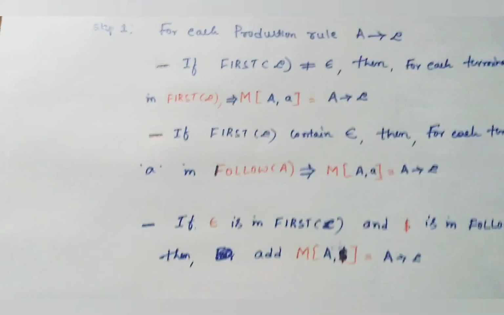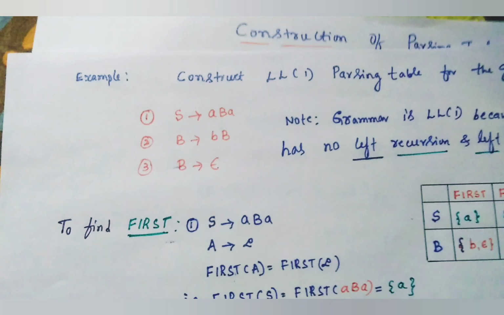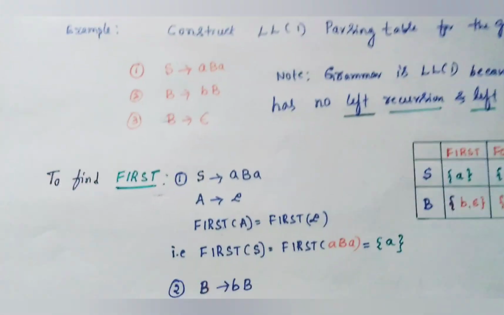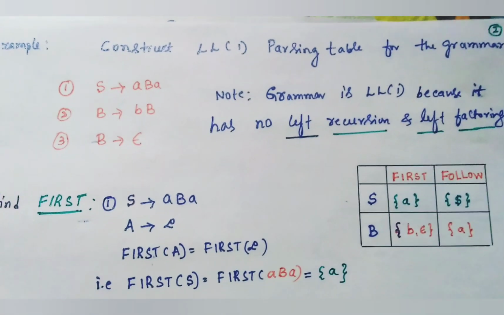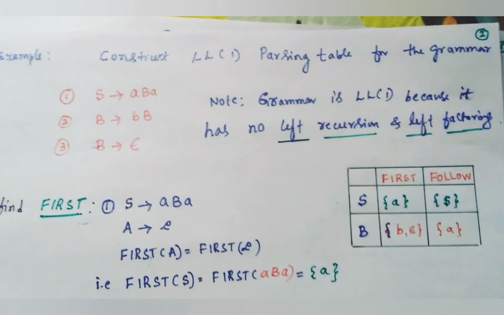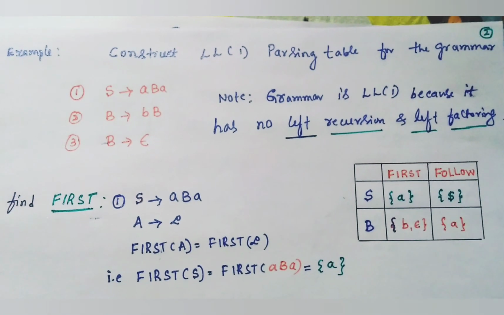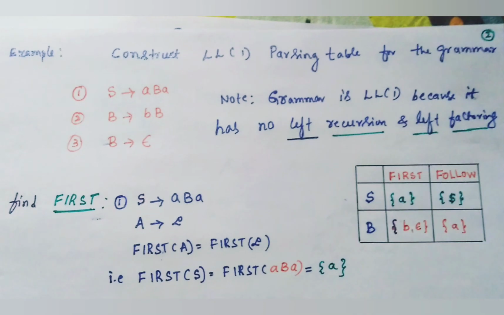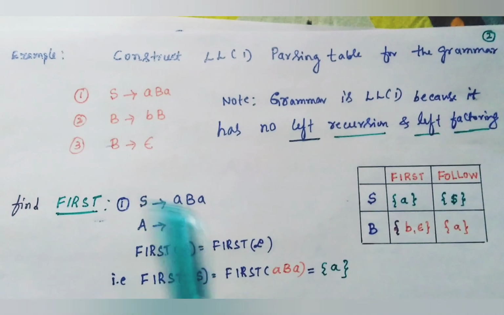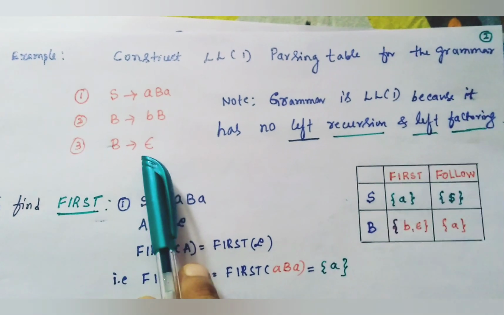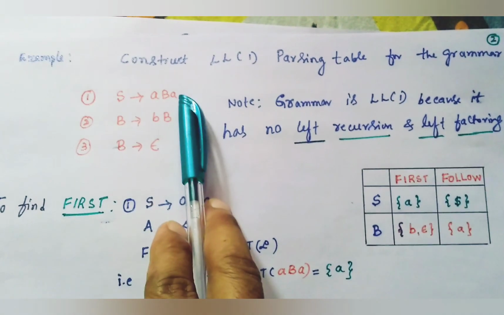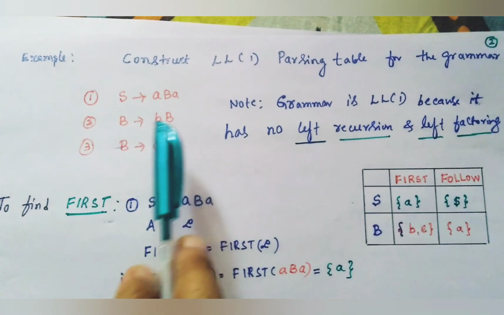The next thing is, I'll give an example of how to construct a parsing table for an LL(1) grammar. Now this is the grammar which is given for constructing a parsing table for LL(1). The rules are as follows: S tends to ABA, S tends to BB, B tends to epsilon.